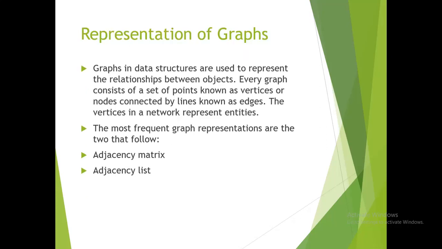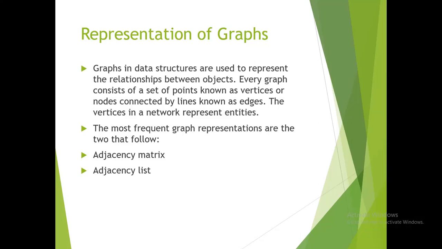Representation of graph. Graph is a data structure used to represent the relationship between objects. Every graph consists of a set of points known as vertices or nodes, and lines known as edges. The vertices in a network represent entities.